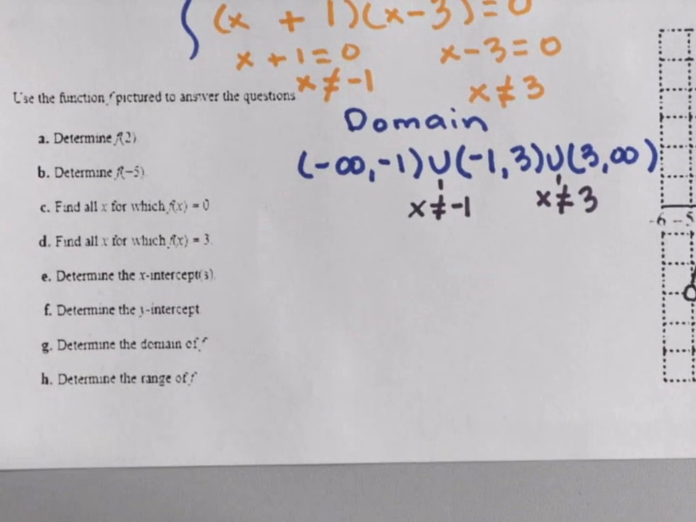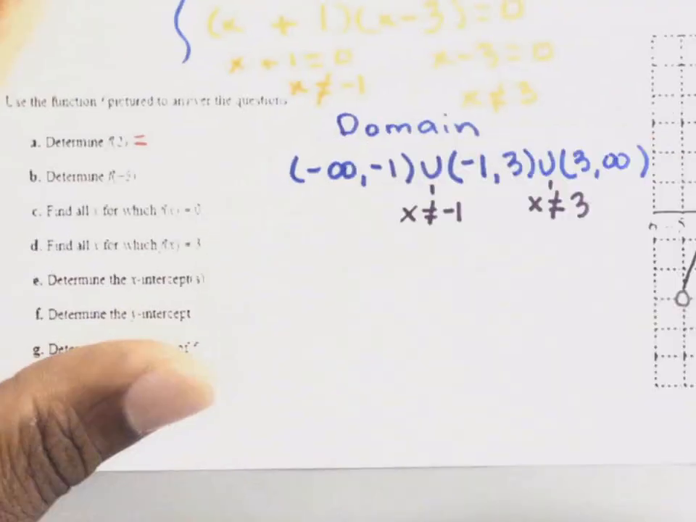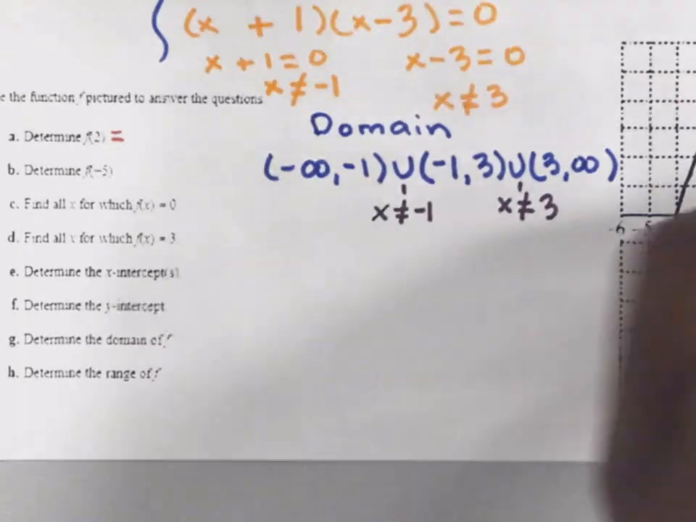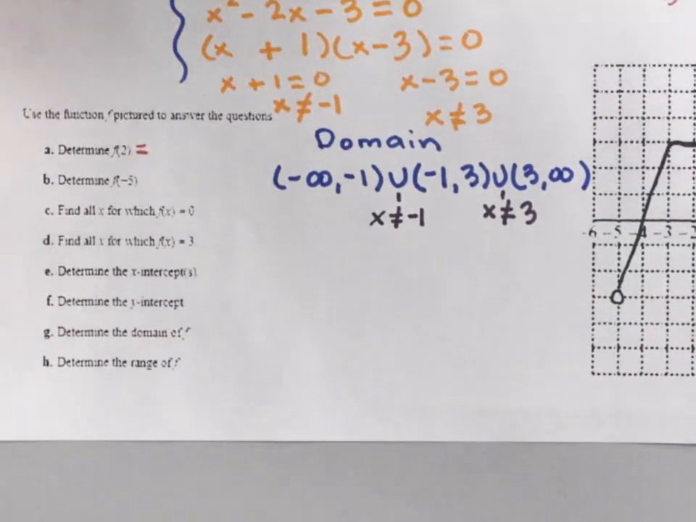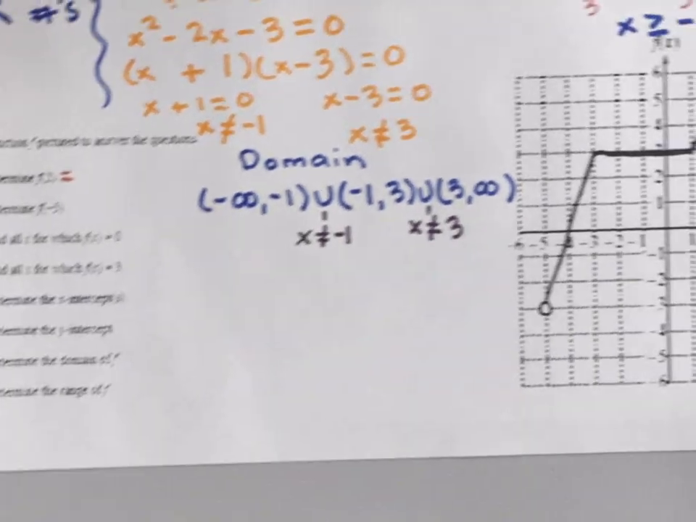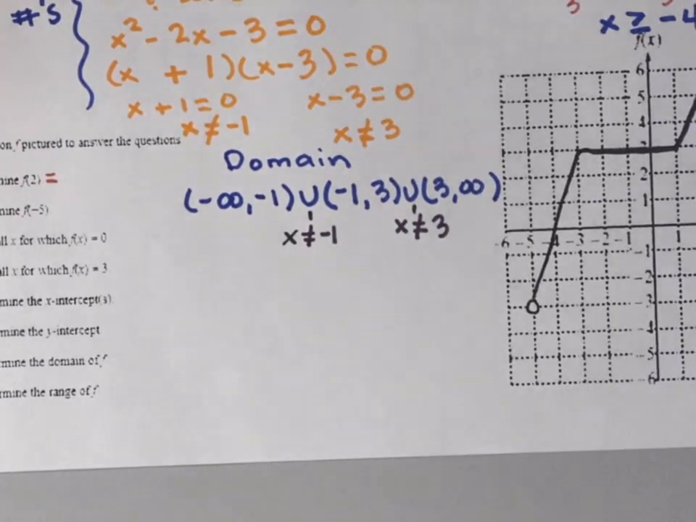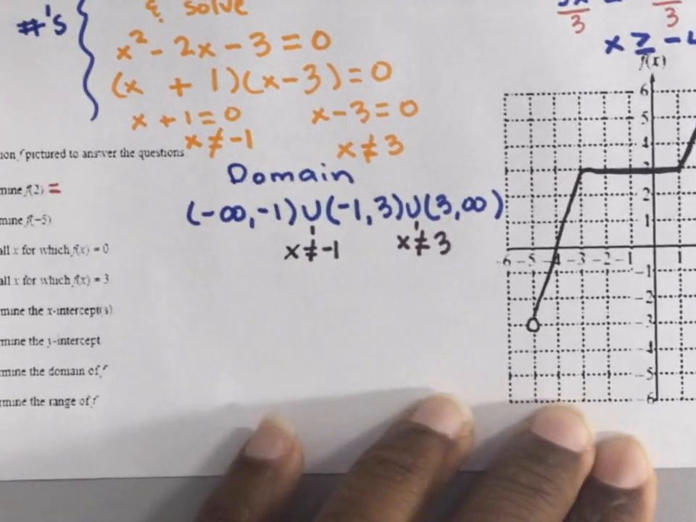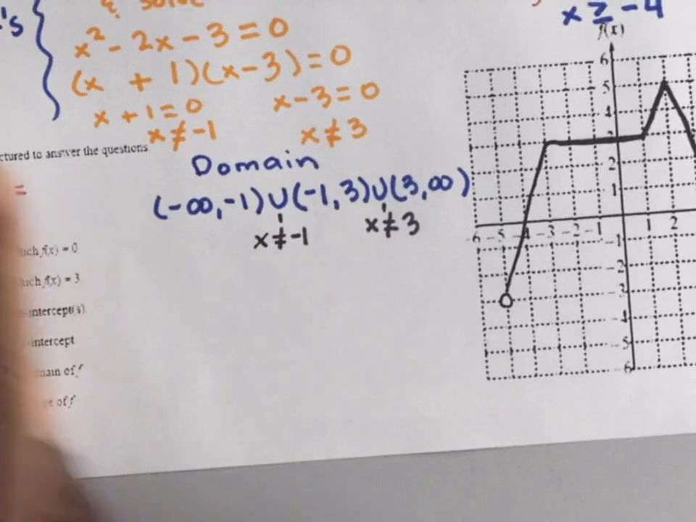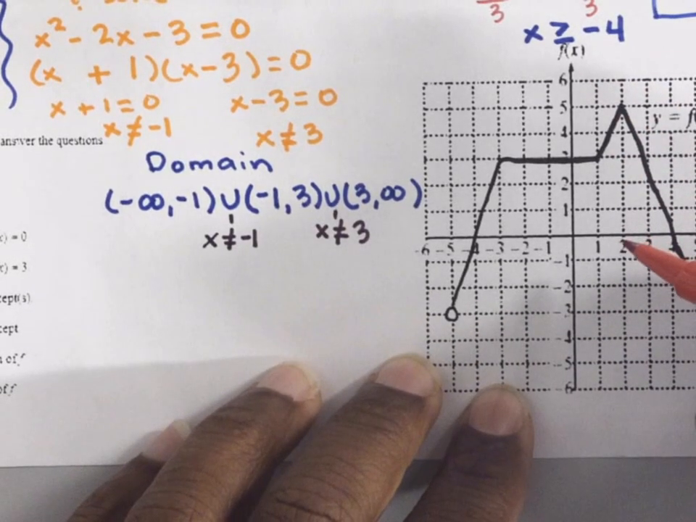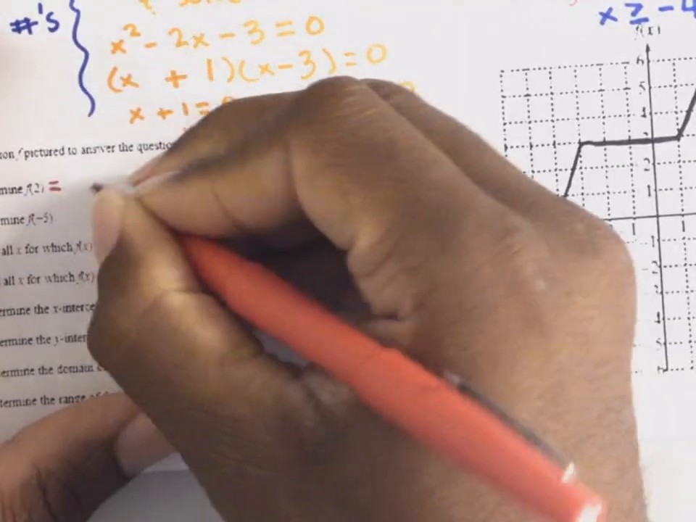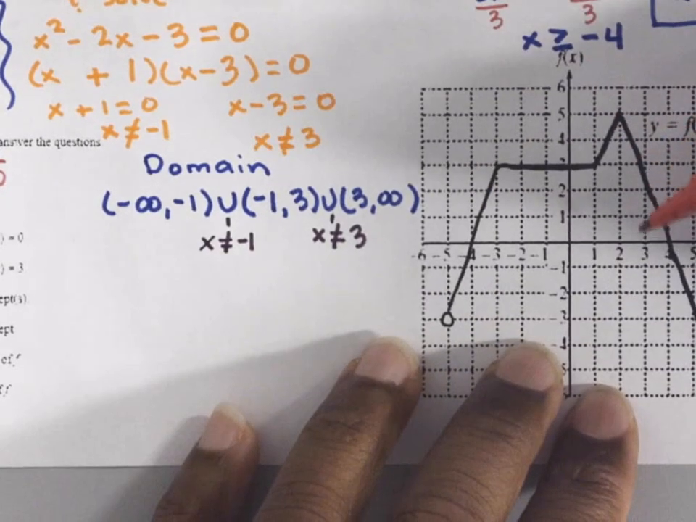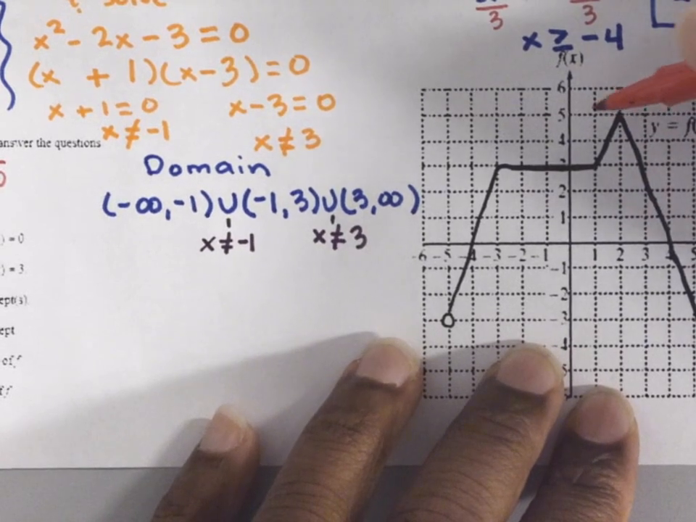So for part A, we want to do f of 2. What is f of 2, based on what you see? What variable does 2 represent, the x or the y? The x. So when x is 2, what's y? 5. 5 is my answer, because when x is 2, my graph is up here at 5. Y is 5.